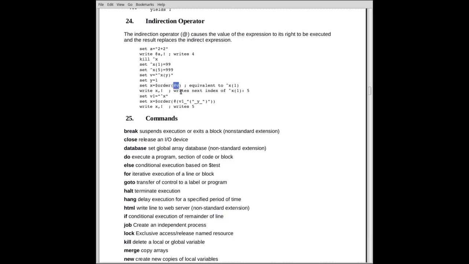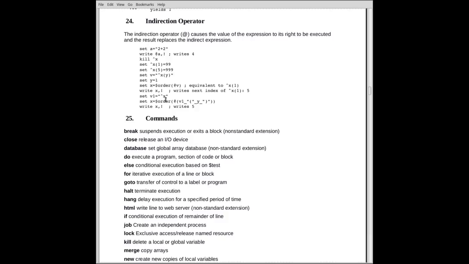What that works out to is up arrow X sub 1. And that's what's passed to order. Order then evaluates that and gives you the next ascendant index relative to 1. Since we know those are the only two things in the global array, because we destroyed anything that may have previously existed with the kill, the value coming back from order, which is placed into X, is 5. When I write it out, I get 5.